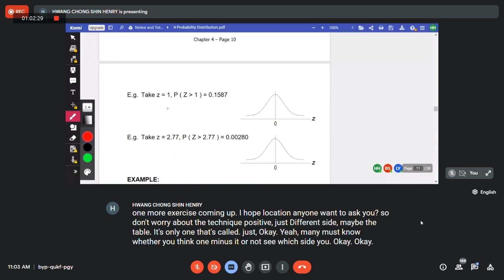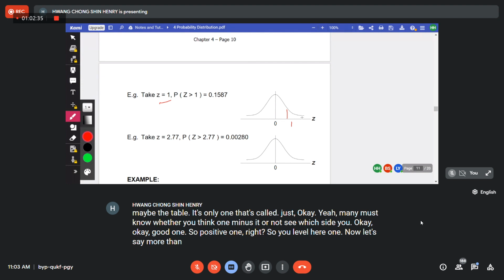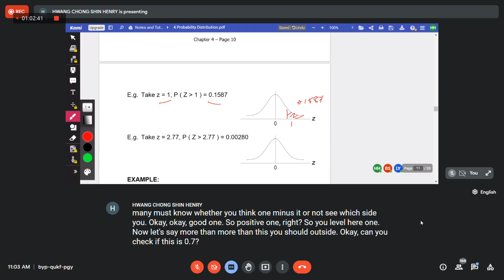Okay, look at z equal to 1. So positive 1, right? So you label here 1, let's say. More than means you shift outside. Okay, can you check if this is 0.157? Anyone cannot follow? Yes, right?